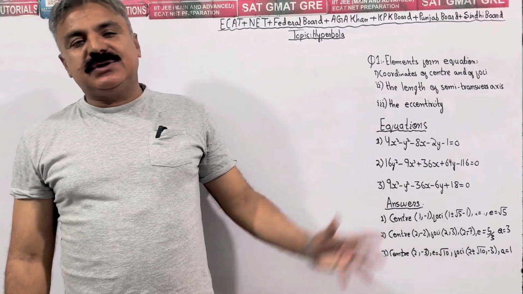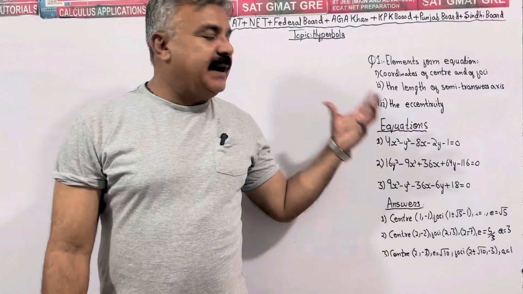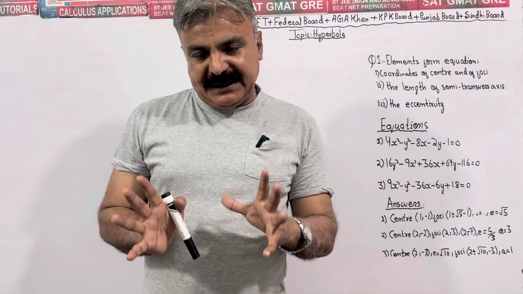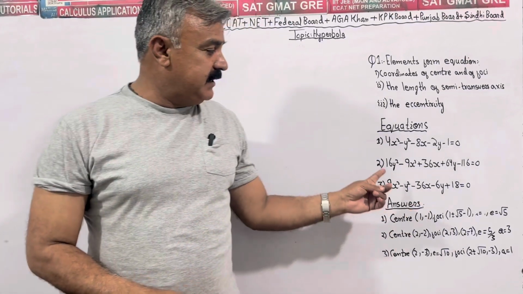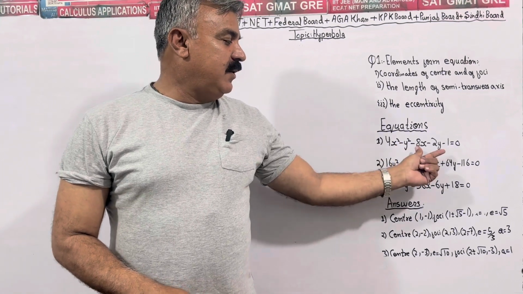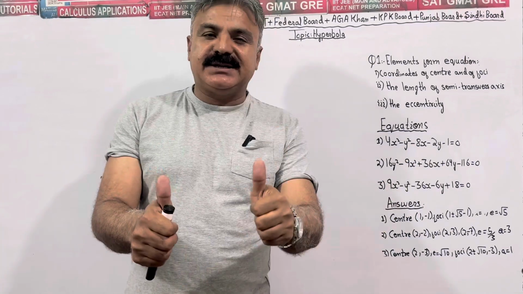I have selected some questions regarding hyperbola when its center is not at origin, how to find the elements. First of all, how we can recognize that the given equation is the equation of a hyperbola with center not at origin. Look at this, x square, y square, one positive, one negative, hyperbola, and x power 1, y power 1, both are present. If any is present, then center is not at origin.